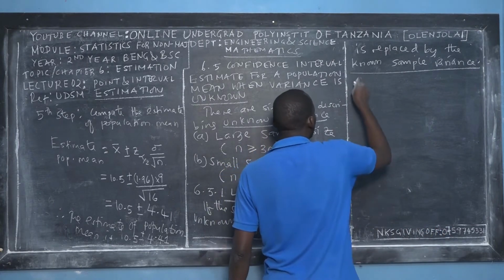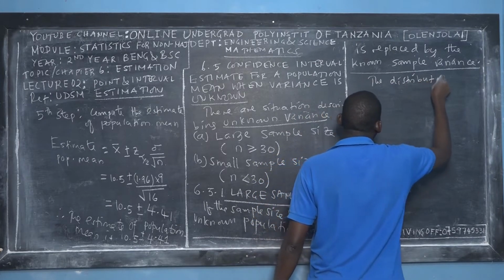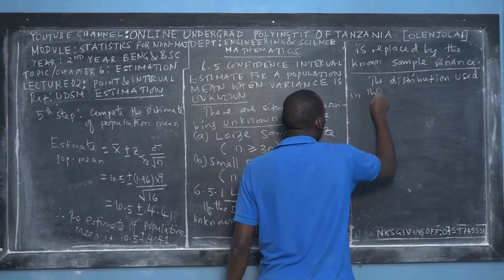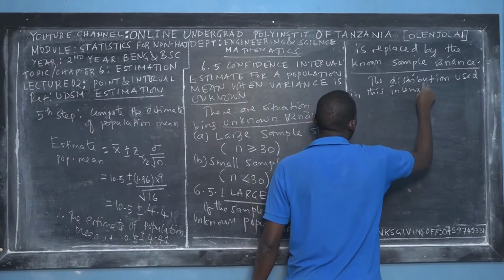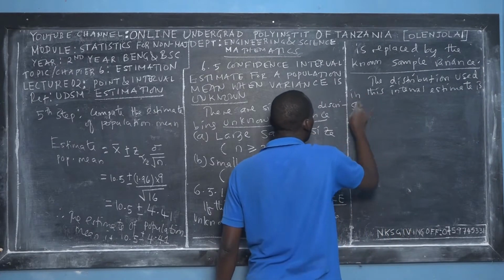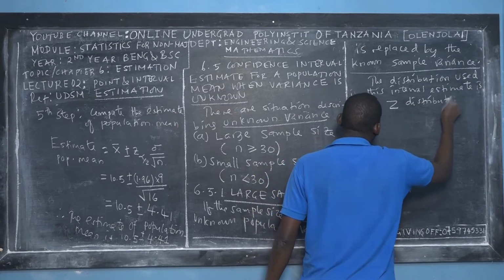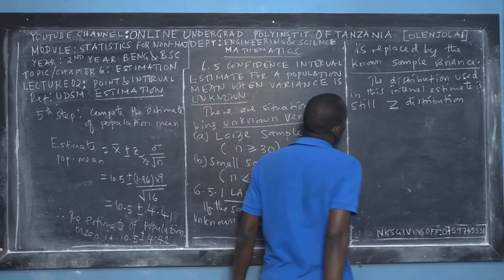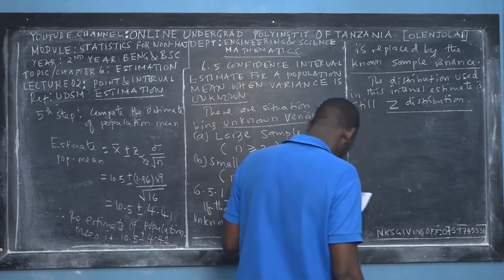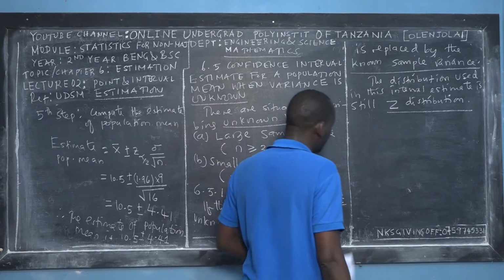The distribution that we use in this interval estimate is still, we don't change, is still the normal distribution. When we're dealing with a small sample, then we can change the distribution into the student's T distribution. The formula now for the confidence interval estimate for the mean is still the same.